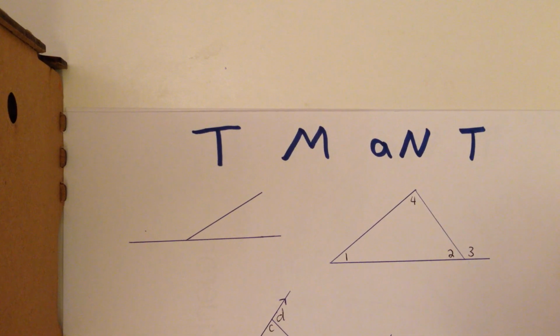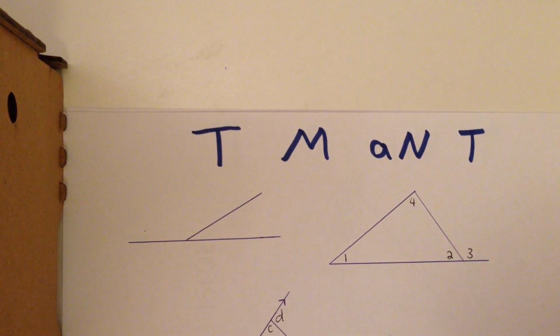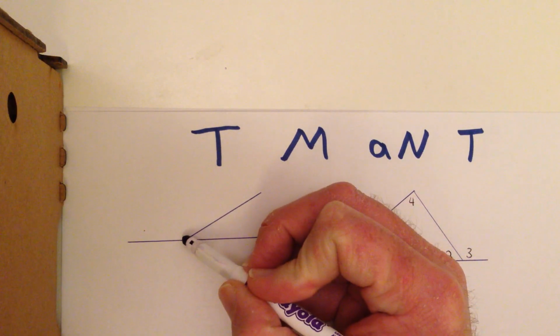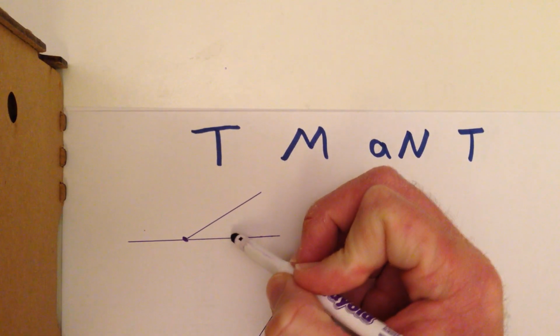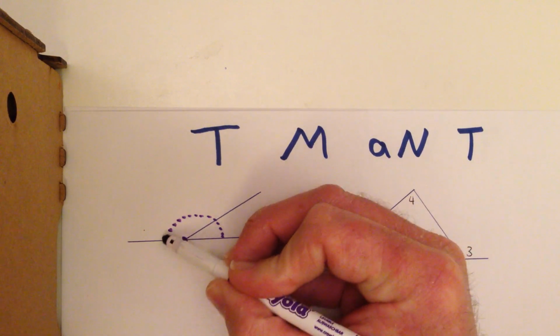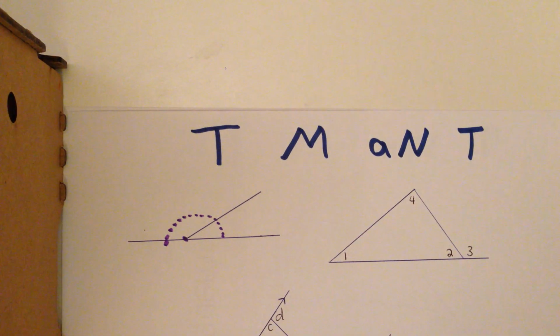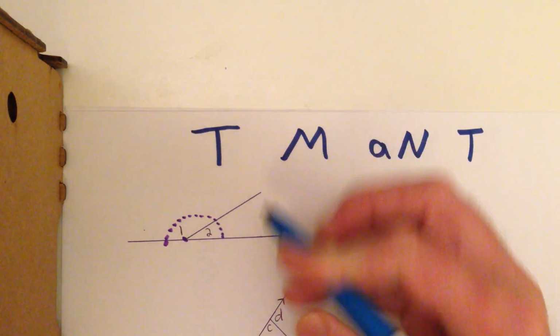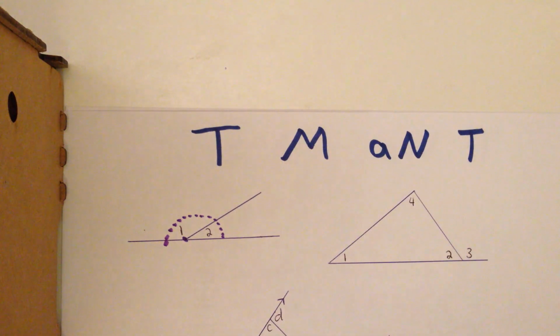Today we're looking at angles in a straight line. Now what we're going to do here is where our two lines meet, we're going to place a sprinkler. And we're going to let the sprinkler do a half turn. And what you can see there is you've got two angles, angle 1 and angle 2. And it's these two angles that add up to 180 degrees.